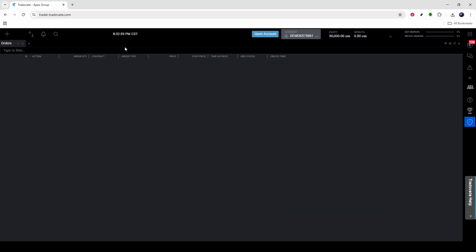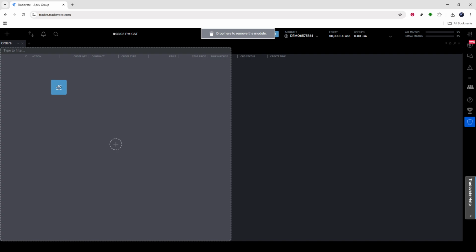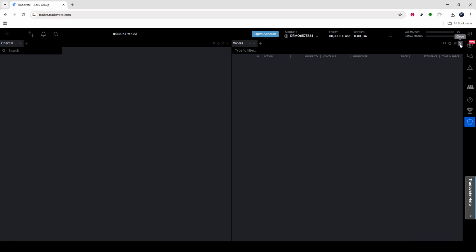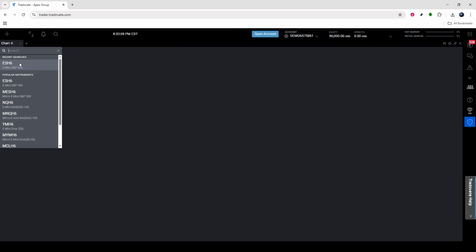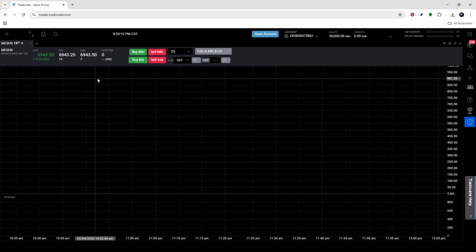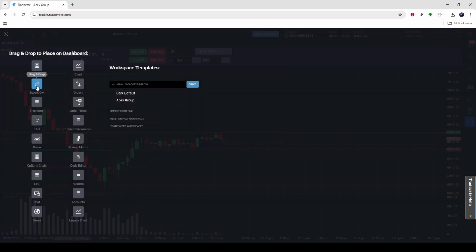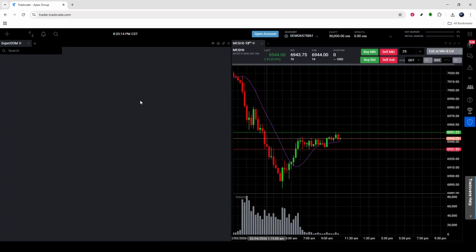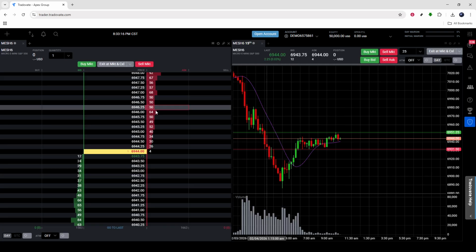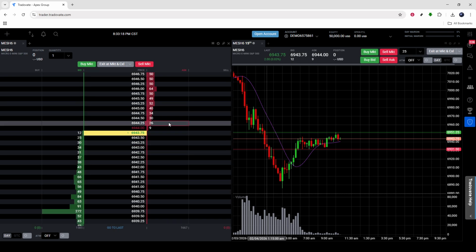Open a chart or a DOM for the symbol you selected. The chart is great for visual traders who want to see levels, trend lines, and indicators. The DOM lists prices vertically with buy and sell liquidity, making it fast to place precise limit or market orders. Both are valid. They just present the same market in different ways.